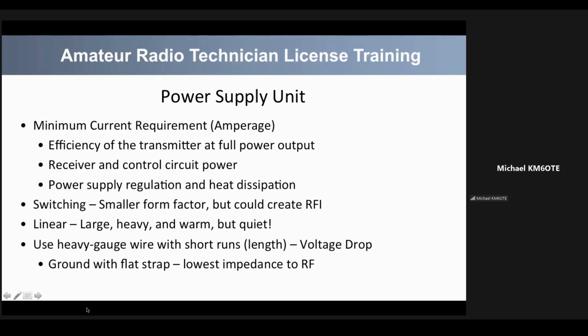And then in terms of connecting your power supply, use the heaviest gauge wire that you can. You don't want voltage drop. And the ground strap, you have to make sure you have the best ground you can get. A flat strap actually works better in terms of reducing RF.